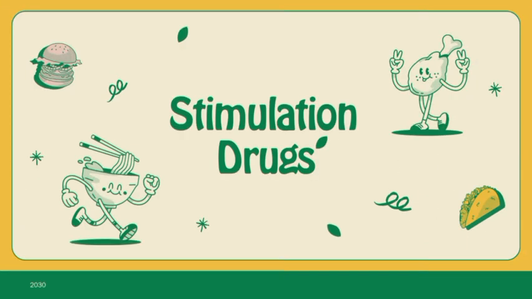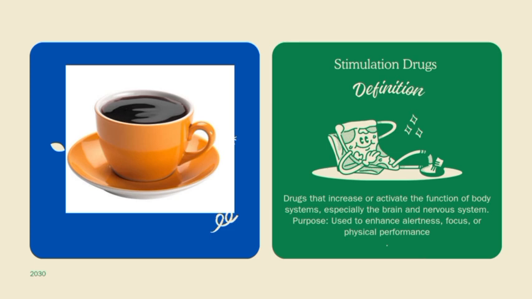Next, we have stimulation drugs. These have the opposite effect. They increase the activity of certain systems in the body, often by affecting the brain or nervous system. They are used to increase alertness, energy, focus, or even heart rate.